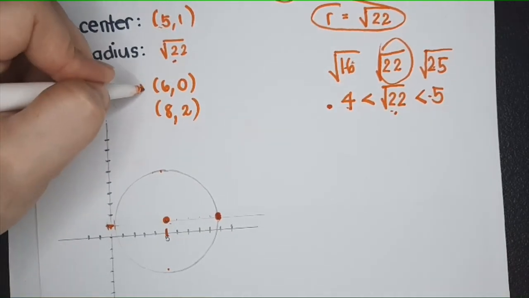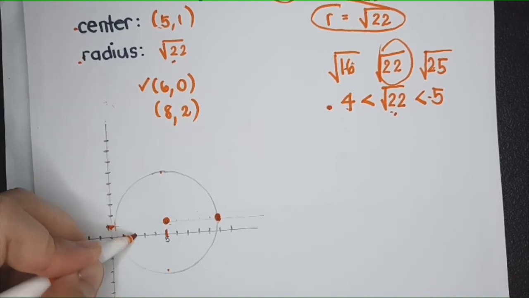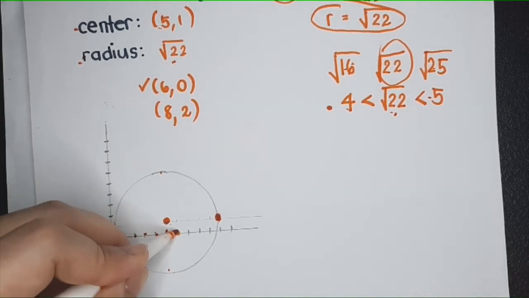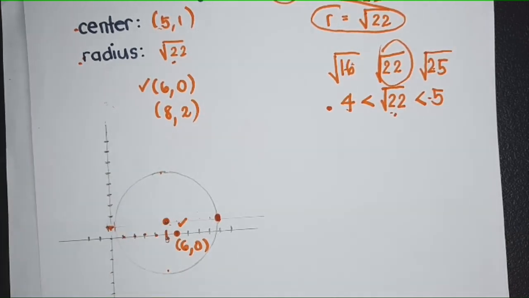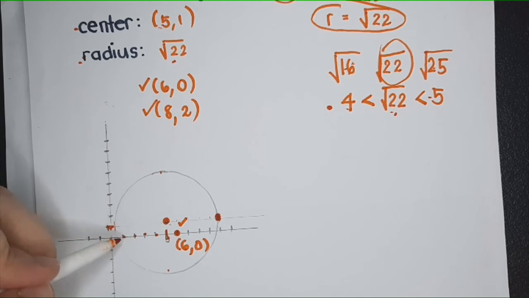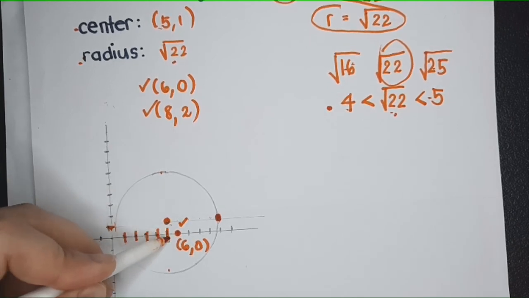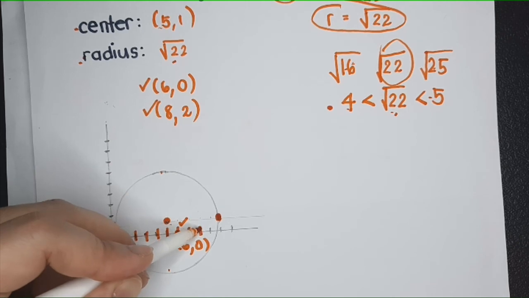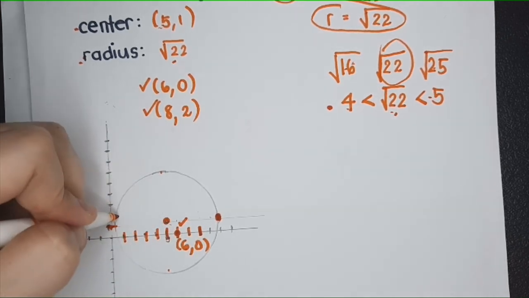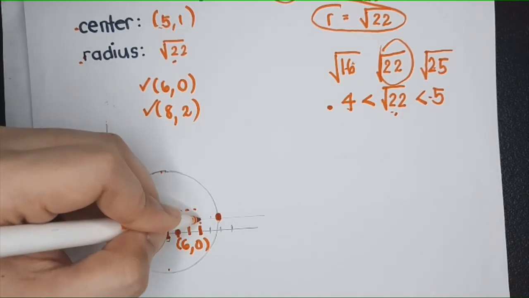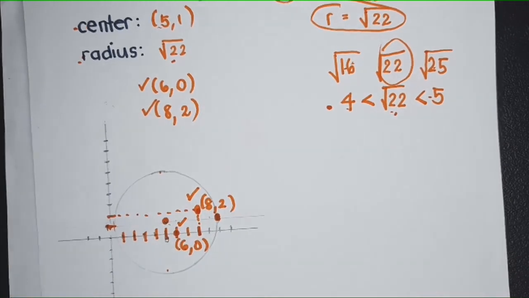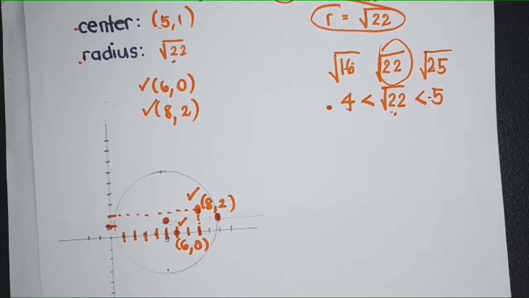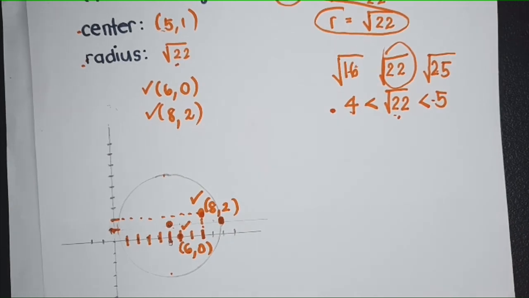Okay? So, ito muna. (6, 0). Where is that? 1, 2, 3, 4, 5, 6. Ito yung point (6, 0). And check. You are inside the circular area. Alright? What about (8, 2)? Where is that? 1, 2, 3, 4, 5, 6, 7, 8. Ito yung 8. And then 2. 1, 2. So, here. This is the point (8, 2). And yeah, you are still inside the circular area. Alright? So, I think that's it.